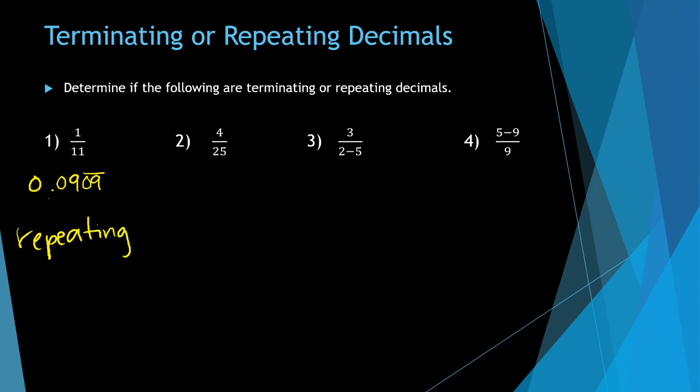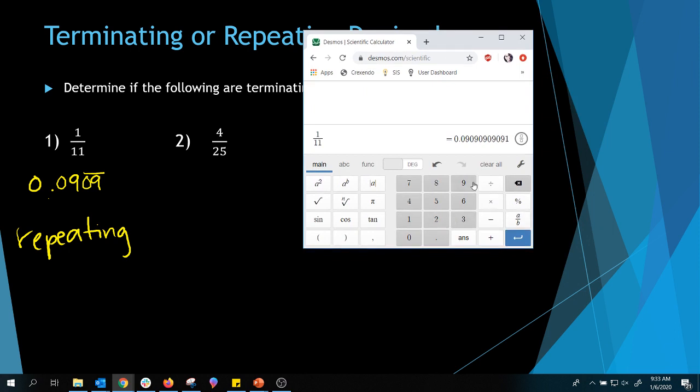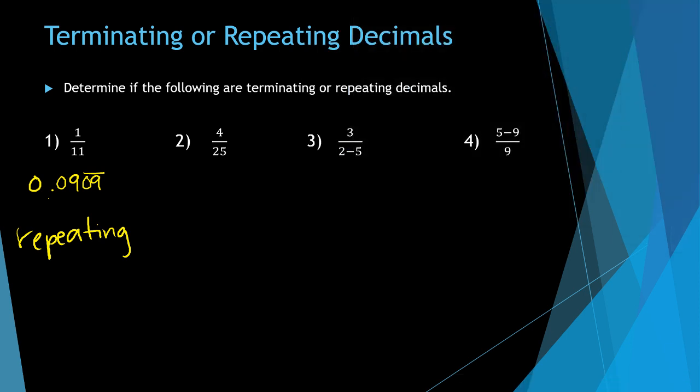Let's look at 4 divided by 25. I get 0.16. That's it. It stops. It ends, right? So since I get 0.16, this is a terminating decimal. It ends.